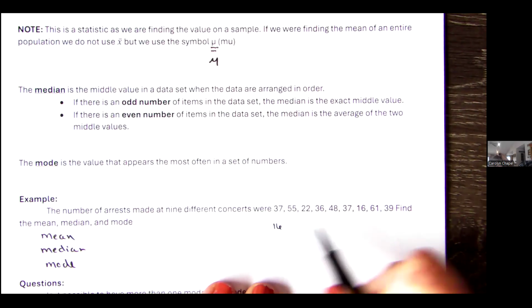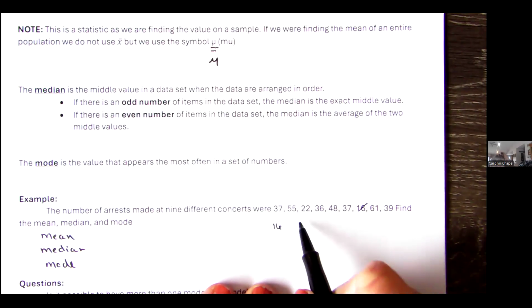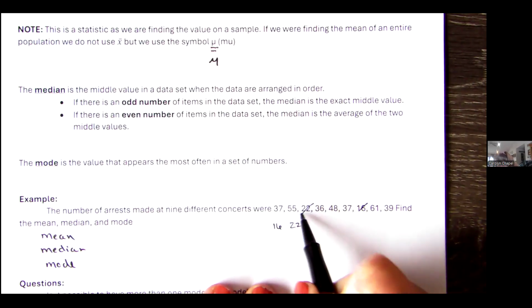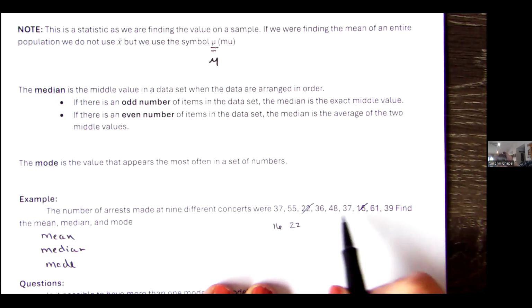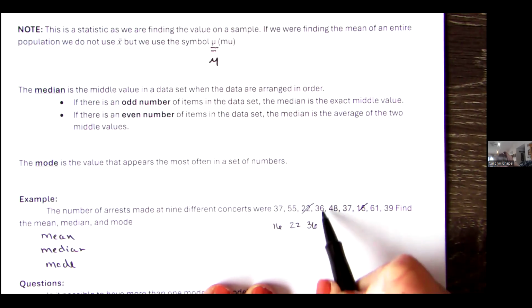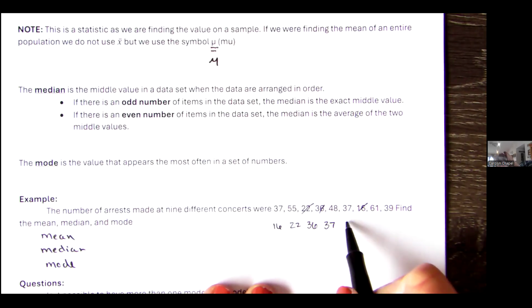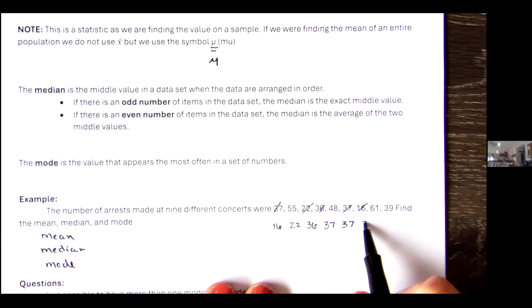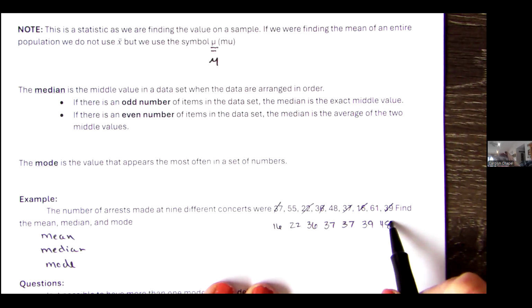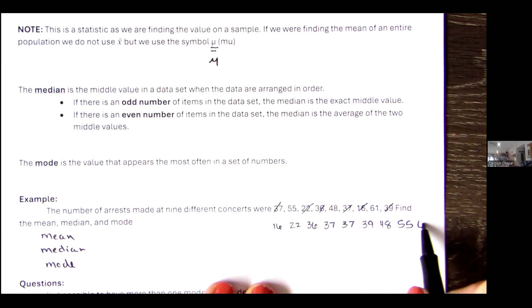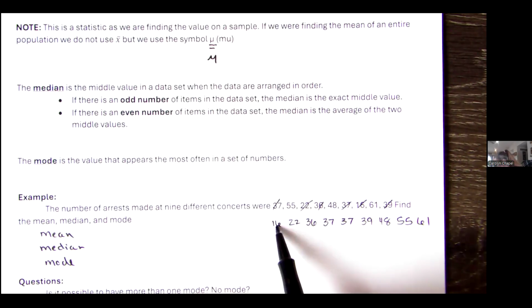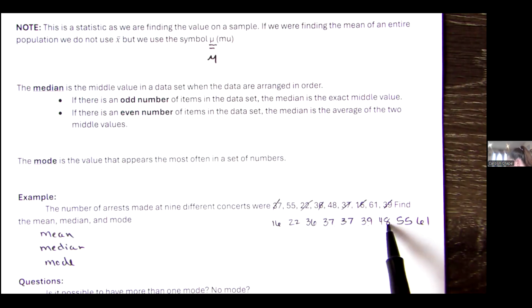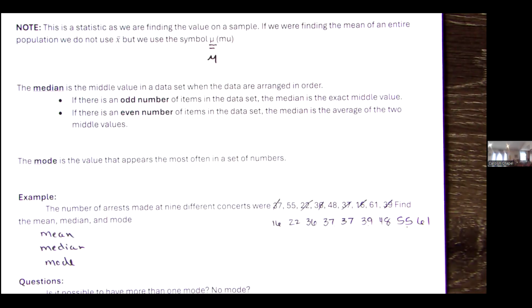So my smallest value is a 16. Then I go to 22. It looks like I have 36. Looks like I have two 37s. I have a 39. I have a 48, a 55, and a 61. 1, 2, 3, 4, 5, 6, 7, 8, 9. So I have 9 data values.